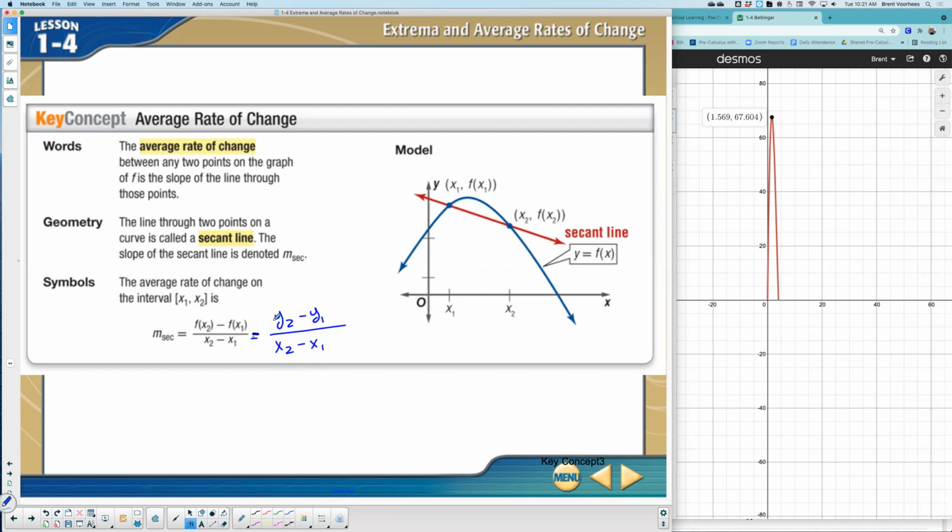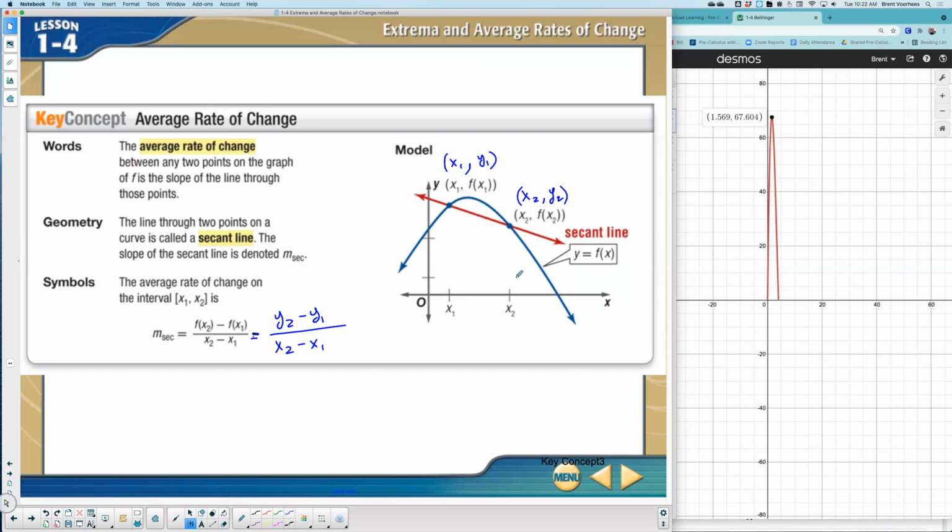Rise divided by run, or y2 minus y1 over x2 minus x1, where these 2 points you could rewrite as x1 comma y1, and then over here, this point would be x2 comma y2. If you did that little formula there, you could get what the average slope of the curved line is, which was represented by the red, what we call secant line. So a secant line is a flat line that cuts through a curve at 2 points.